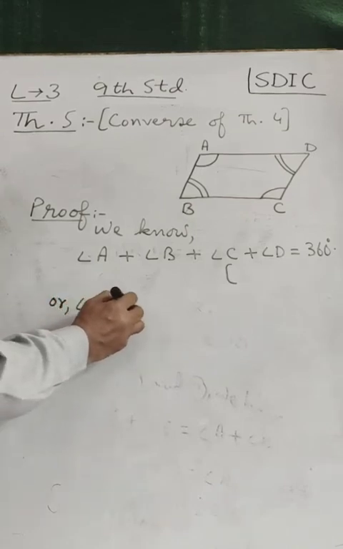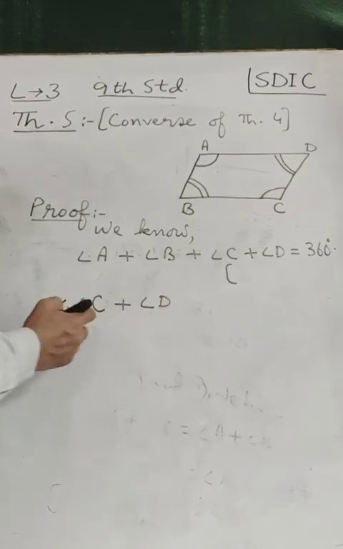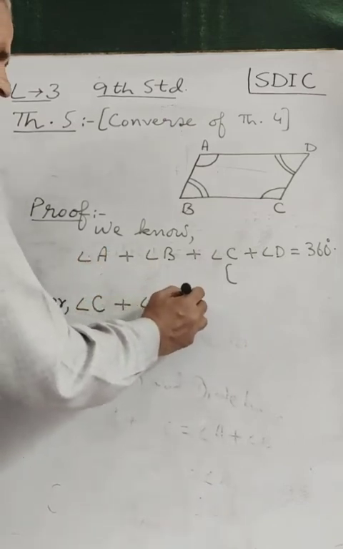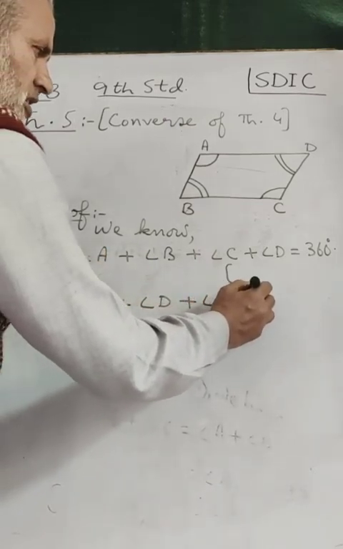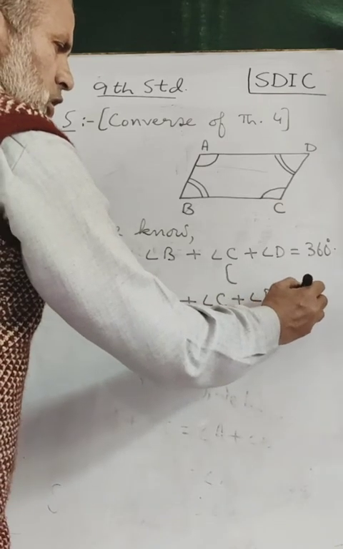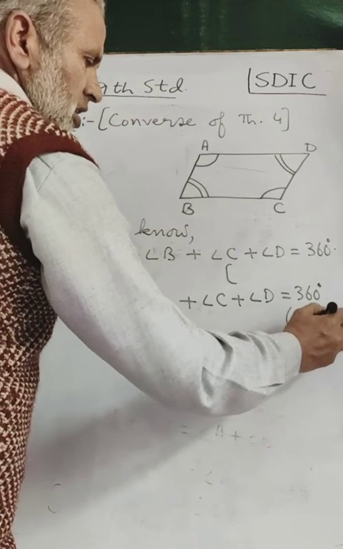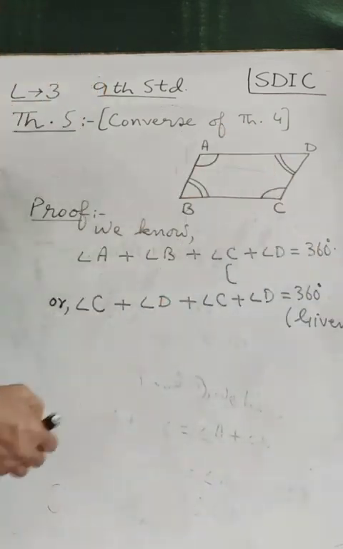Angle C plus angle D. For angle A, I wrote angle C. For angle B, I wrote angle D. Plus angle C and angle D then will remain as it is, equal to 360. Why so? It is given to us. So write in the bracket, given.